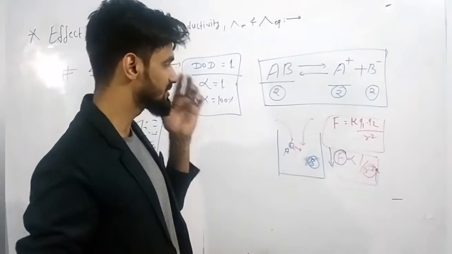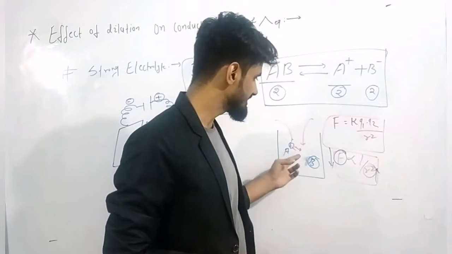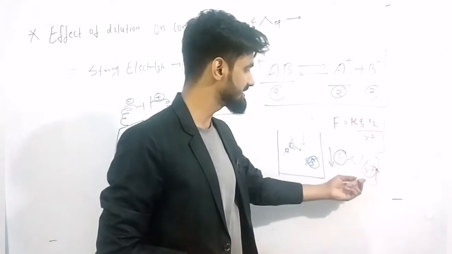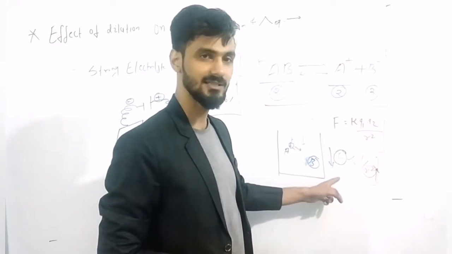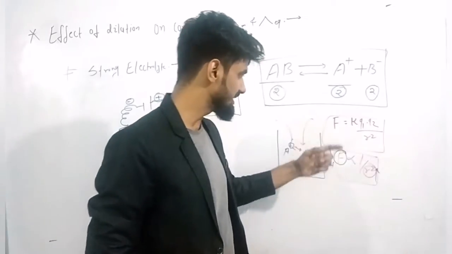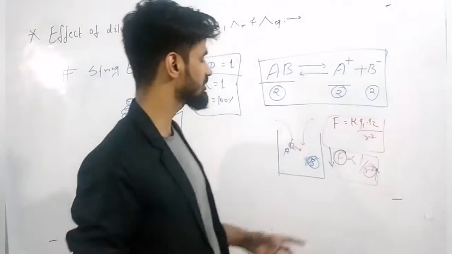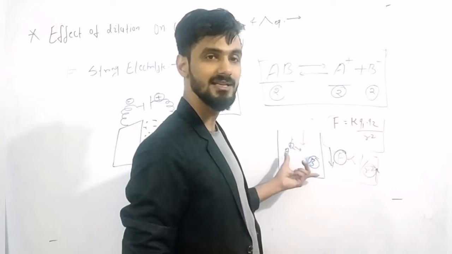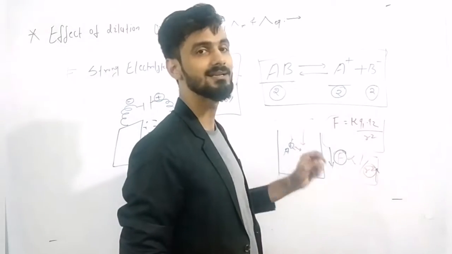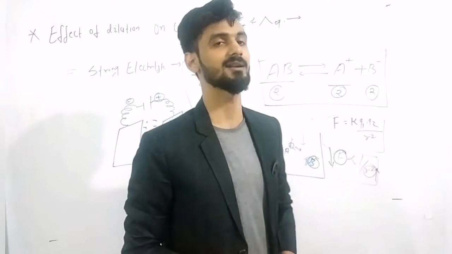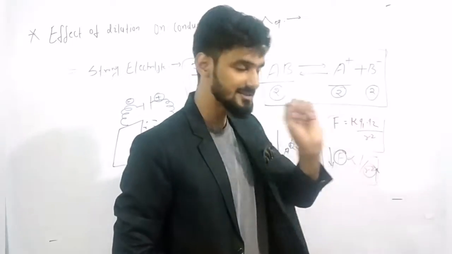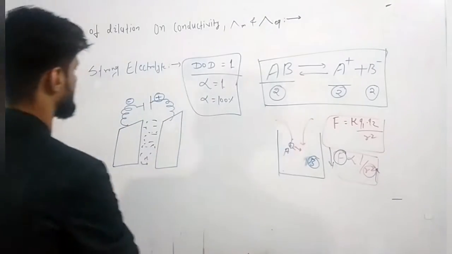Why? Because due to dilution, the distance between ions increases, and due to this increasing distance, the electrostatic force of attraction will decrease. And if the electrostatic force of attraction decreases, then what will happen? The migration of ions will increase, and this results in an increase in equivalent conductance and molar conductance of a strong electrolyte. Okay, this was the reason. I think up to this point you all are clear now.